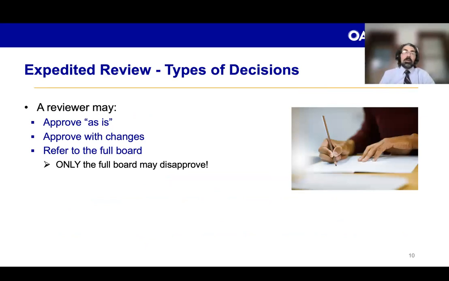So an IRB reviewer, when looking over an action, can approve it. The reviewer can request changes in order for approval. And when this happens, the researcher will update the documentation accordingly and then resubmit for the reviewer to confirm that all of the criteria are met. The reviewer can also refer an action to the full board for its review. Now, why might a reviewer do this? Well, maybe because he or she believes that the risk level is greater than minimal risk, and thus it's not eligible for expedited review. Now, an expedited reviewer is not allowed to disapprove research. Only the full board may disapprove research.